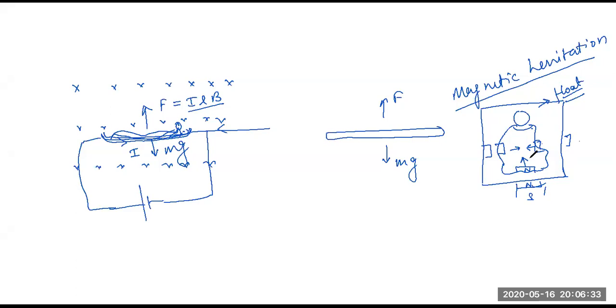That's it, nothing else. If you get a question like this, you just have to remember that ILB should balance mg. They can ask you what should be the length of wire required, the current required, or the magnetic field required, and they'll give you the other quantities. You just have to balance and find the value.